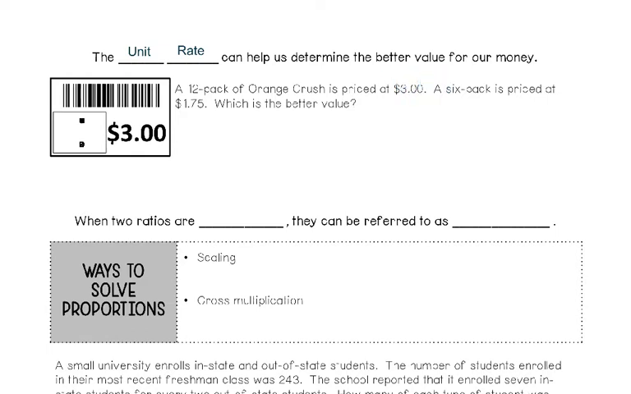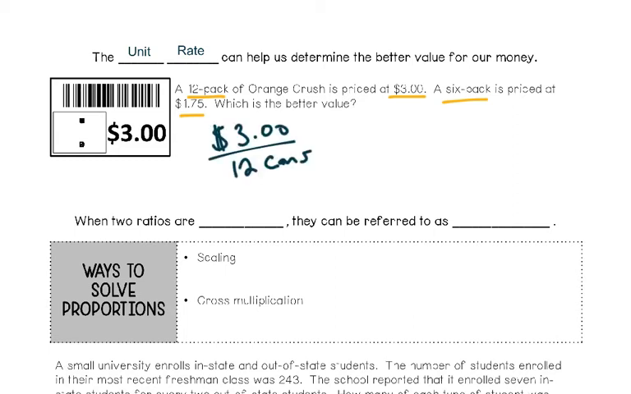For example, a 12-pack of Orange Crush is priced at $3. However, a 6-pack is priced at $1.75. Which is the better value? Which is the better deal? There's a few different ways you can look at this problem, but since I want to know which is the better value, I want to know what is the price for one can? How much does one can cost for each pack? So to do that, I'm going to look at the price per can.